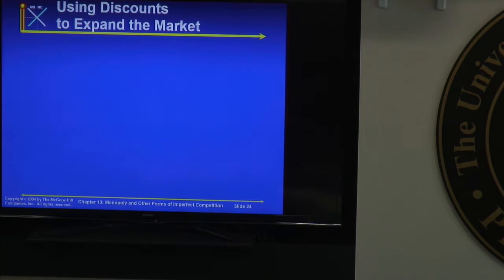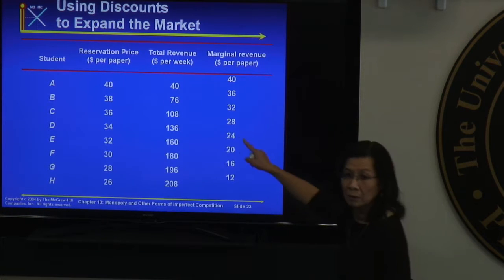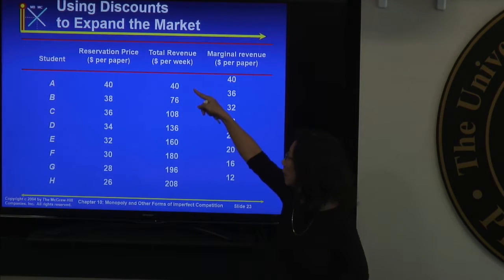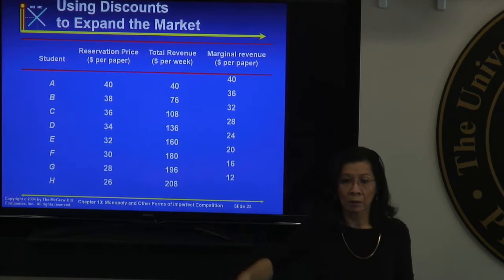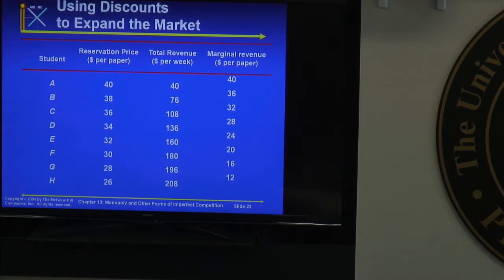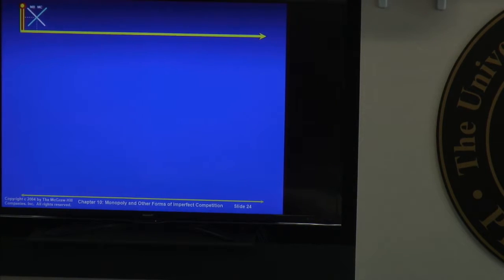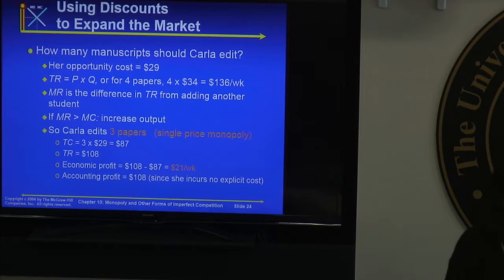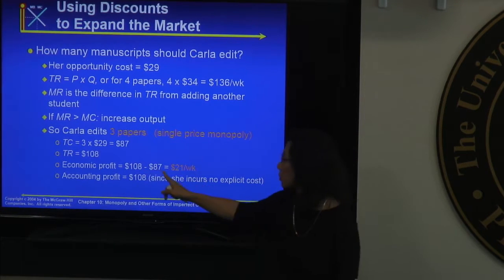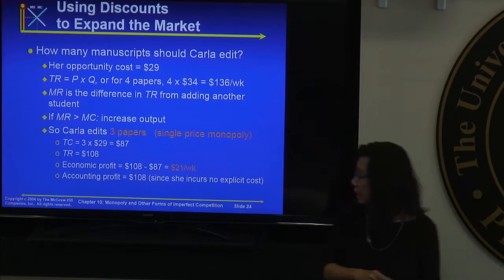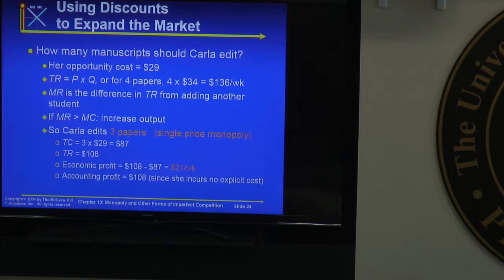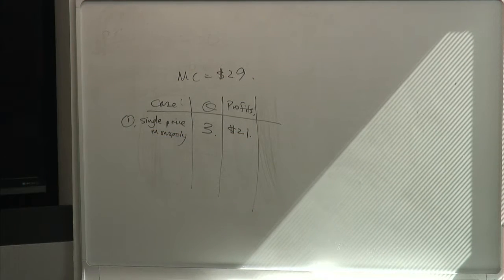Let's go back and see how we got 108. See right here? So look at your book. Have your book handy so you can look at it. 1, 2, 3. So this is 108. So total revenue is 108. Total cost is 87. So you take the difference, so you got 21. Okay? So $21 per week is the profit. I'm gonna ignore the last line because that's not so important. I meant to erase that.